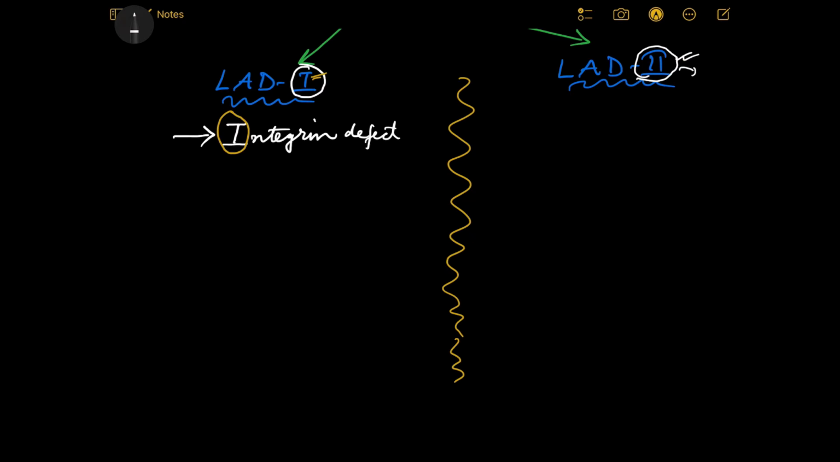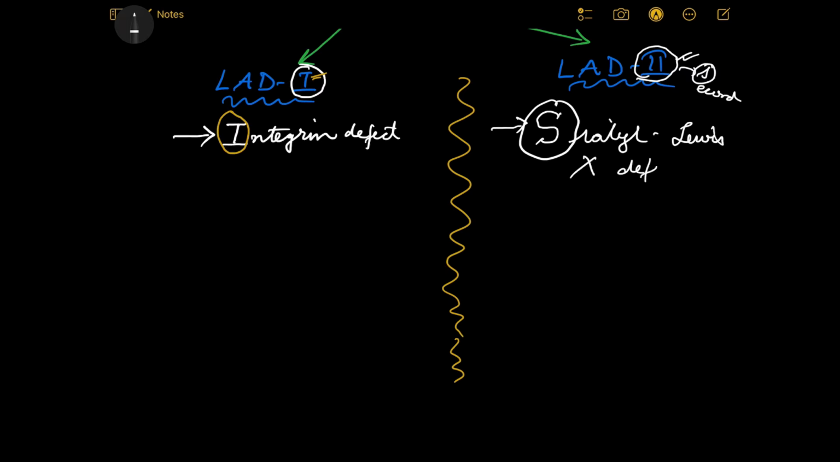Whereas this one, type 2, 2 means second, S for selectin, Lewis X defect. Okay, so the hints for remembering what causes these defects are in the name itself. LAD1 integrin defect, LAD2 selectin, Lewis X defect.